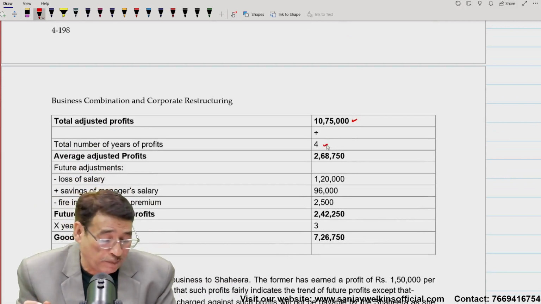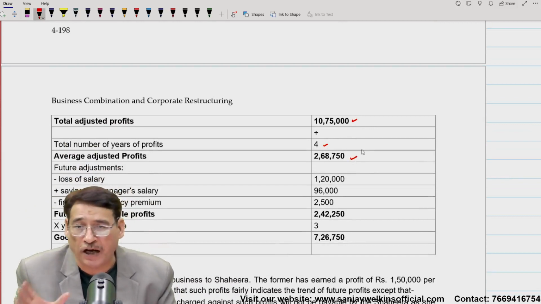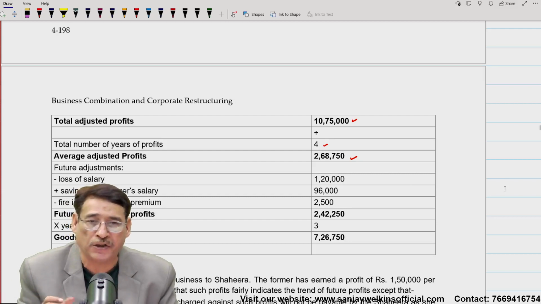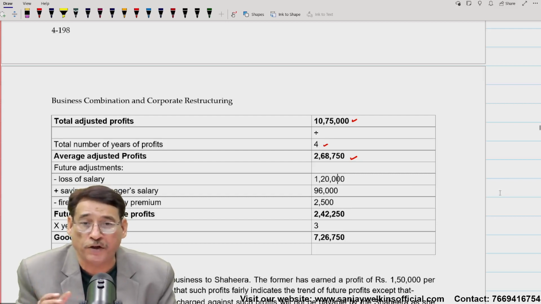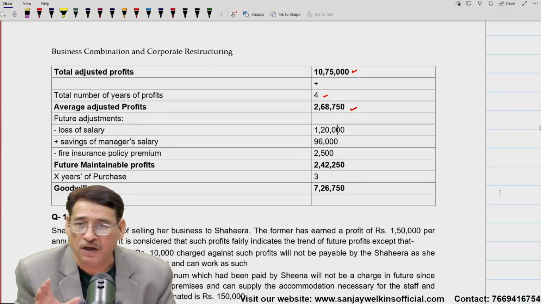We will divide it by the number of years. Now we have got the average adjusted profit. Just a moment ago, I told you what we mean by average adjusted profit. That means per year profits under normal circumstances. Is it clear to you?